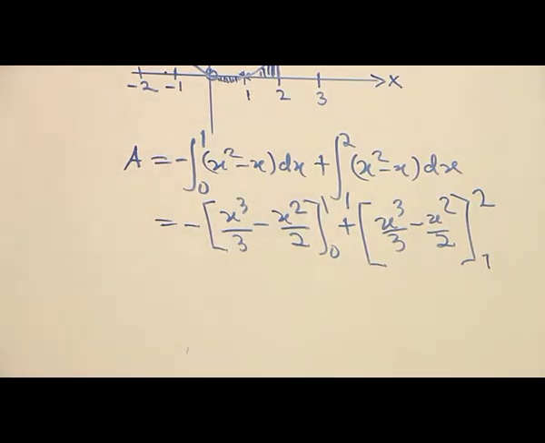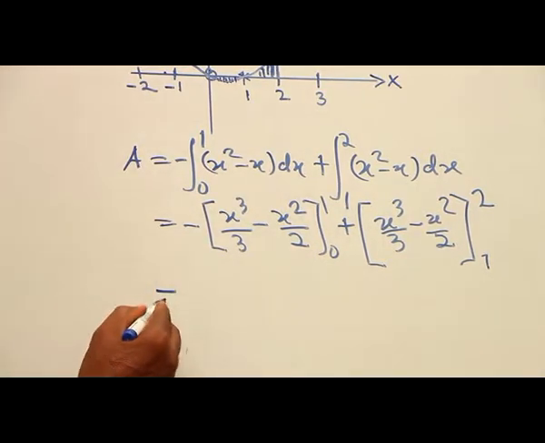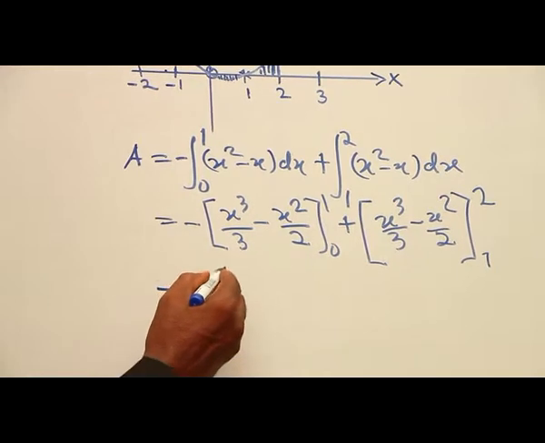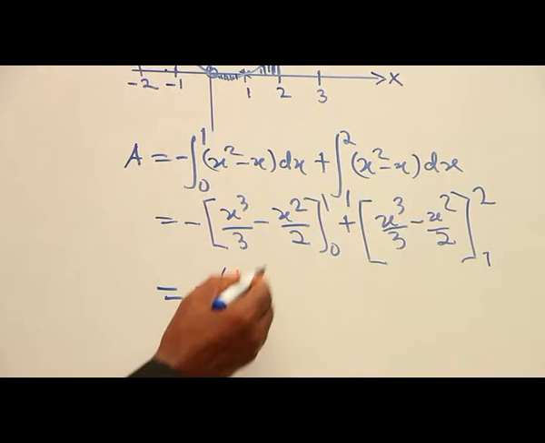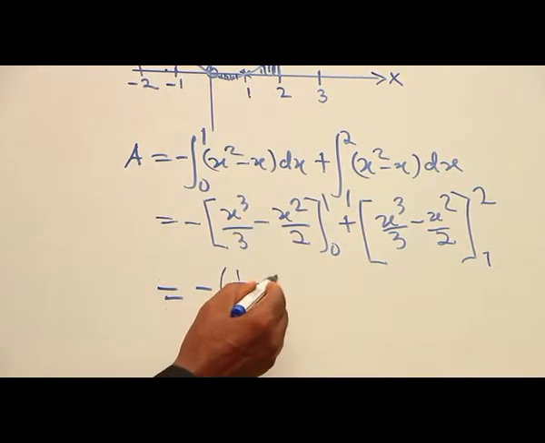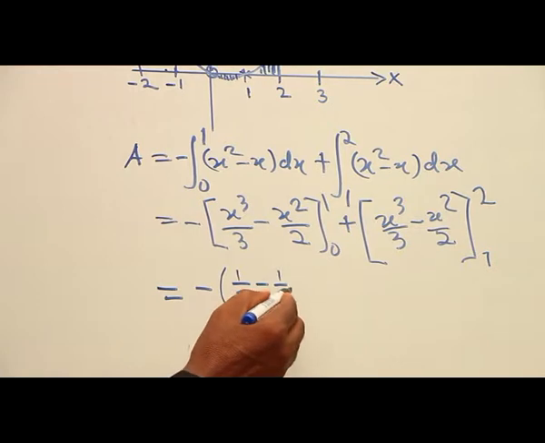Beautiful. So at this junction, we have minus, open the bracket, 1 here will give you 1 all over 3, and 1 here will give you minus 1 all over 2. Okay?